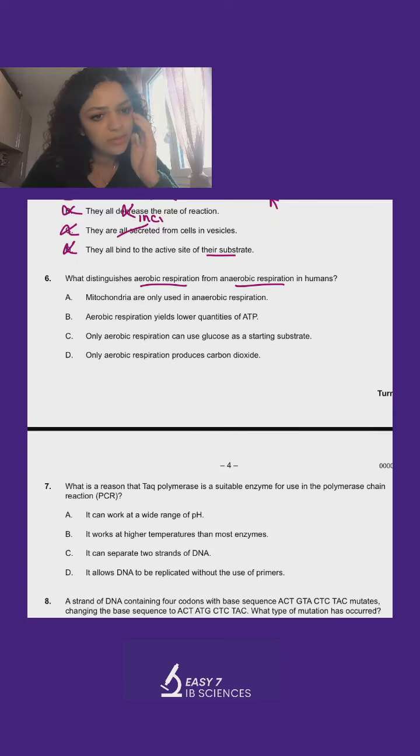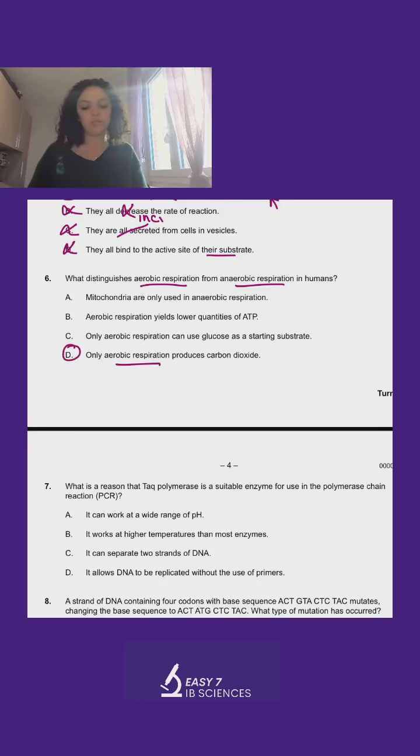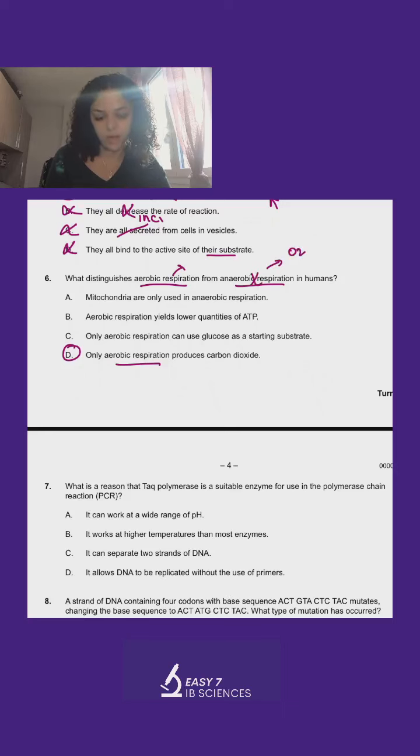We're seeing lots of D's. Good job. Okay, good job, guys. So only aerobic respiration produces carbon dioxide. Very good. D is the correct answer. So aerobic respiration is respiration with enough oxygen. Anaerobic is with limiting oxygen. So there's not enough oxygen here to produce ATP, and that's why it's called anaerobic respiration.